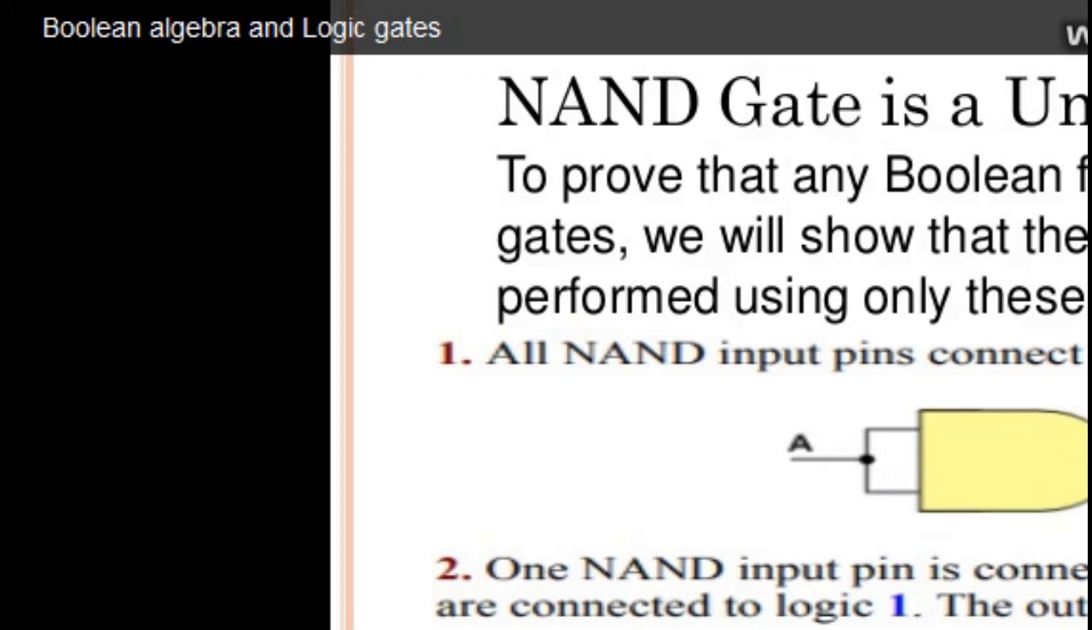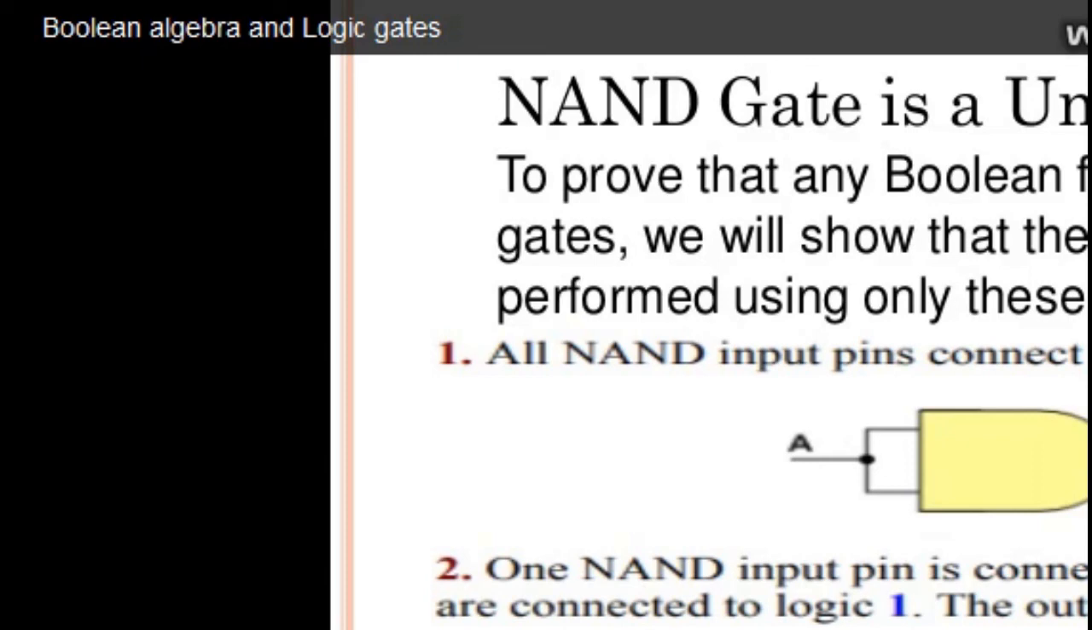AND. One NAND input pin is connected to the input signal A, while all the other input pins are connected to logic 1. The output will be A complement. See? Implementing AND using only NAND gate. An AND gate can be replaced by a NAND gate as in the following figure. Implementing OR gate: you can implement an AND gate using a NAND gate, you can implement an OR gate using a NAND gate. Just learn how the circuit is working.